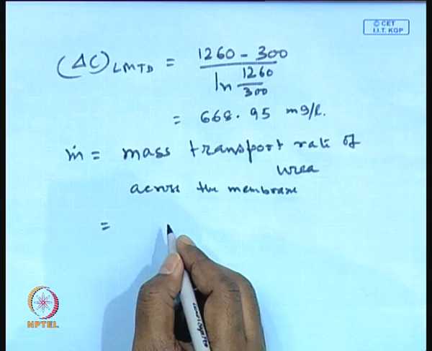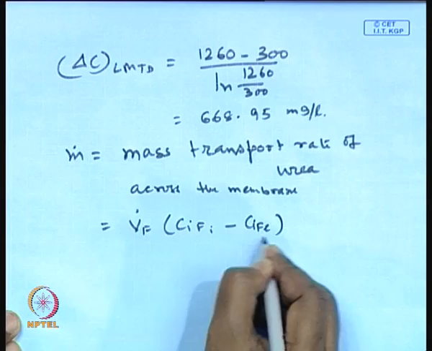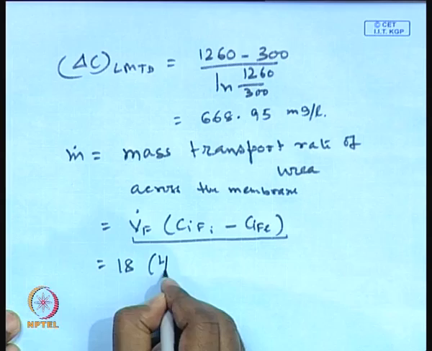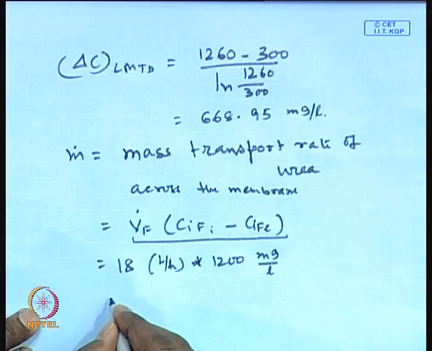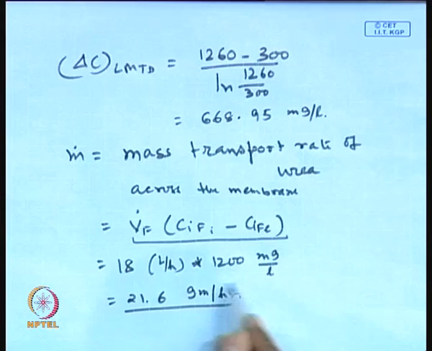So, it will be nothing but V f dot times C I f I minus C I f E. The amount of urea that is lost in the feed chamber must have been transported to the other side at steady state. So, it will be 18 liter per hour multiplied by 1200 milligram per liter. You can convert the unit and it turns out to be 21.6 gram per hour.